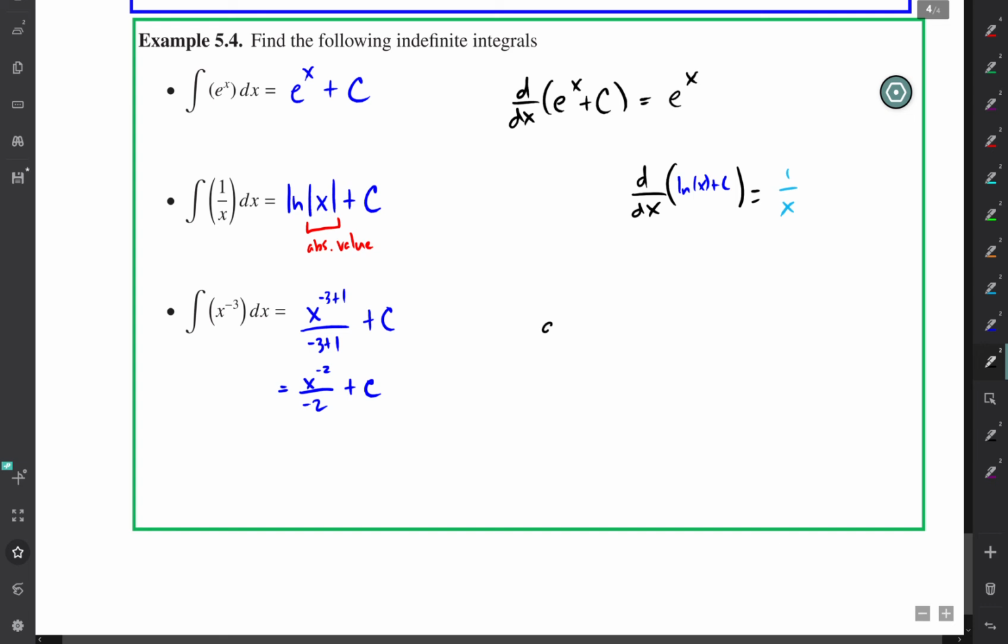And again, you should check that the derivative of x to the minus 2 divided by negative 2 plus c is actually x to the minus 3rd. But it is, because you're going to multiply by negative 2, x to the minus 3, divided by negative 2, which will give you x to the minus 3.